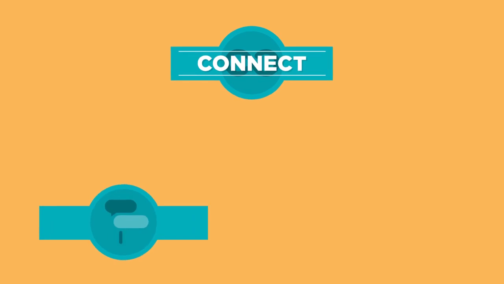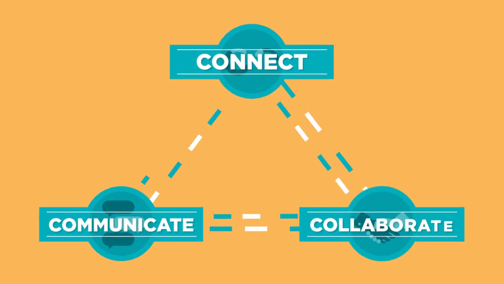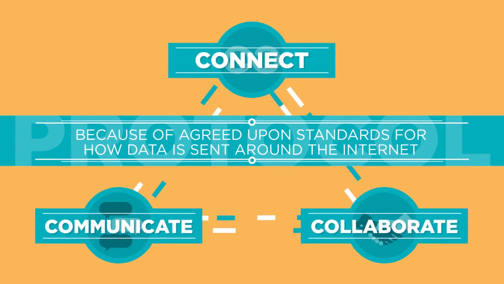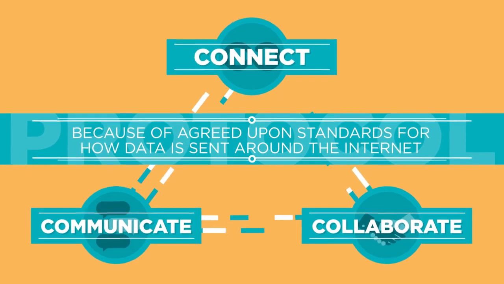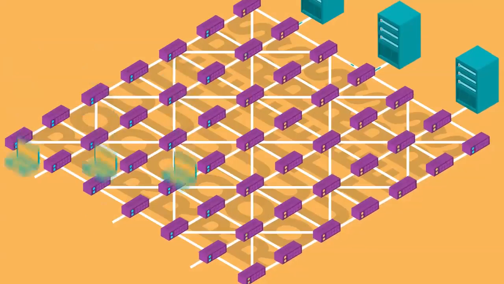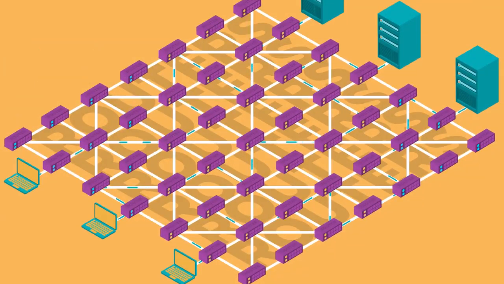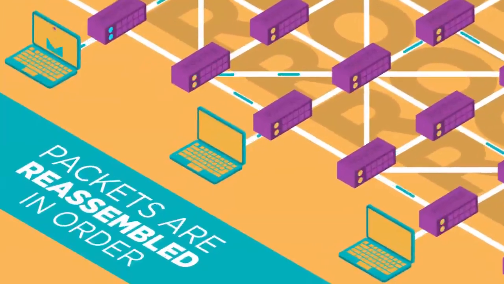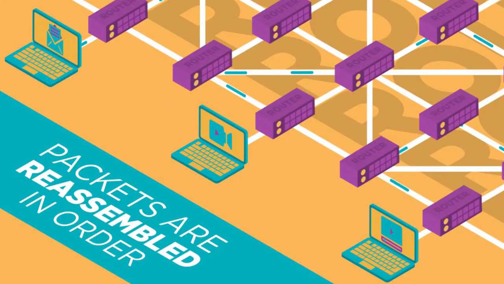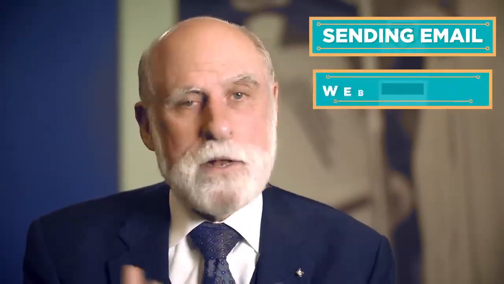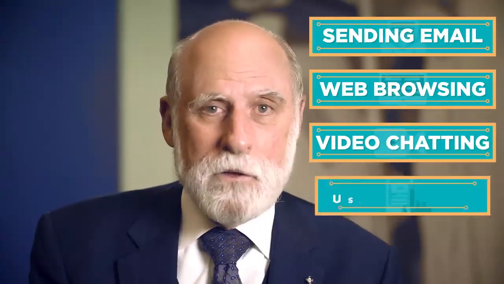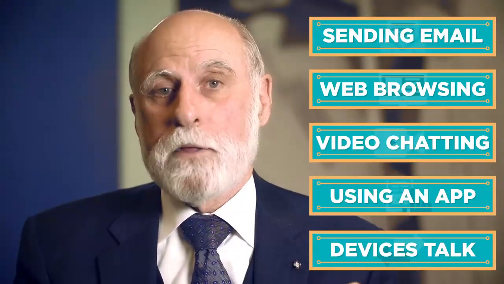The internet is made of hundreds of thousands of networks and billions of computers and devices connected physically. These different systems that make up the internet connect to each other, communicate with each other, and work together because of agreed upon standards for how data is sent around on the internet. Computing devices, or routers along the internet, help all the packets make their way to the destination, where they're reassembled if necessary in order. This happens billions of times a day, whether you and others are sending an email, visiting a web page, doing a video chat, using a mobile app, or when sensors or devices on the internet talk to each other.